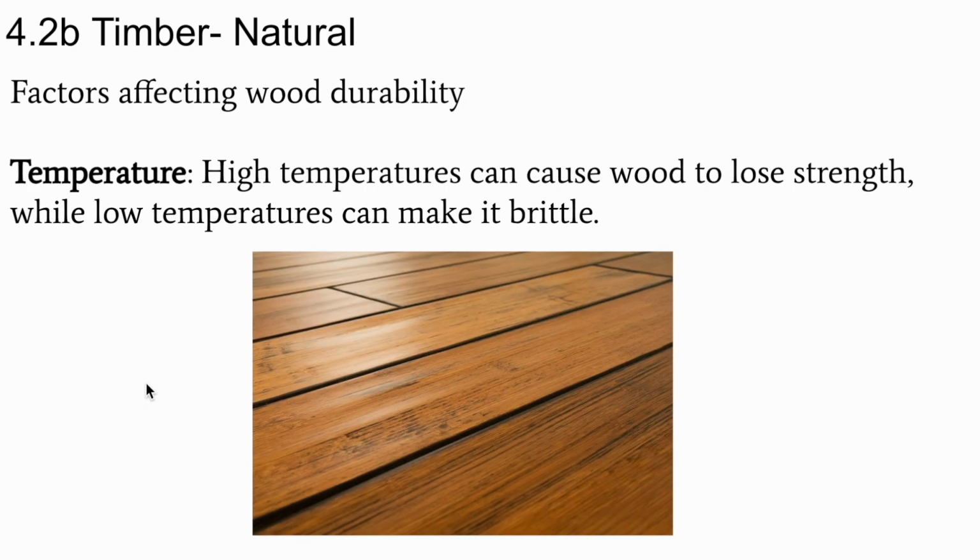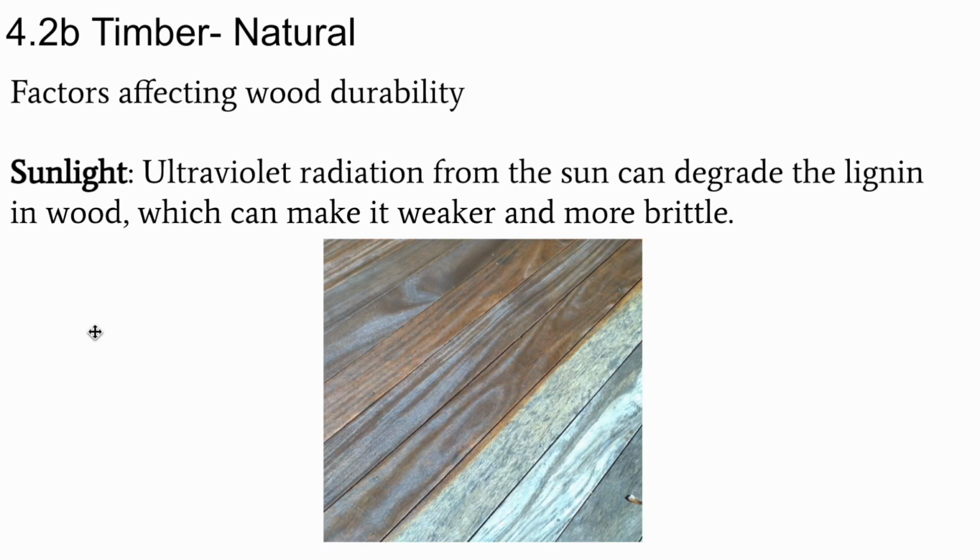High temperatures can cause wood to lose strength, while low temperatures can make it brittle. This is an example of wood that has been exposed to a high temperature. Ultraviolet radiation from the sun can degrade the lignin in the wood, and that'll make it weaker and more brittle. You can see that's an example right here where there's been sun on this part of the wood, but not on this part of the wood over here. And that's going to cause damage to it, and it's going to lose that tensile strength that it used to have.